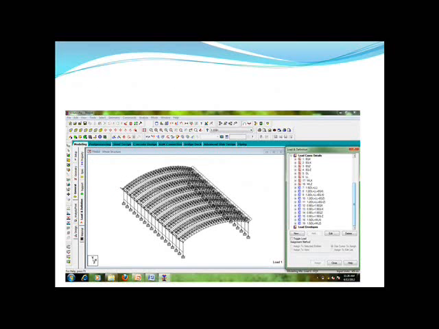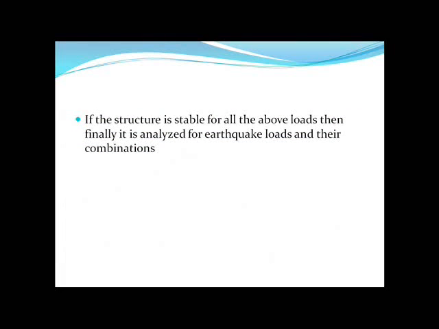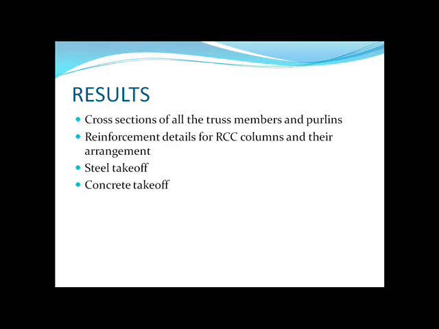This slide shows you the photo of STAAD Pro and there you can see the loads defined for this structure, and the structure is analyzed for the above loads. After the analysis is complete, we get the cross sections and specifications of all truss members and purlins. The reinforcement design details for RCC columns and their arrangement can also be got. And at last the steel takeoff and concrete takeoff for the whole structure can be obtained.